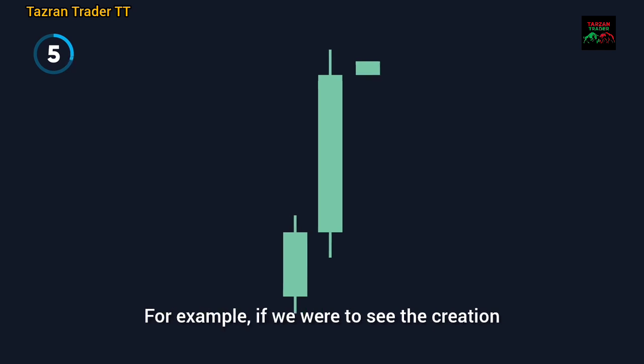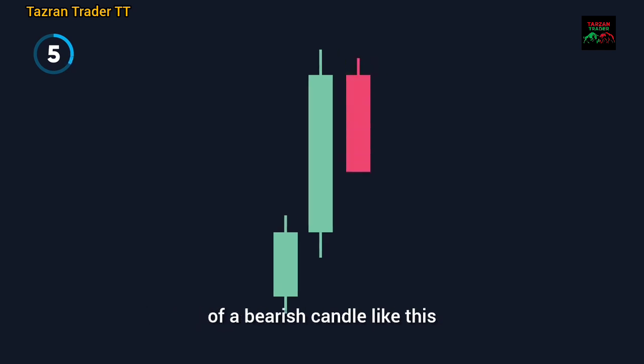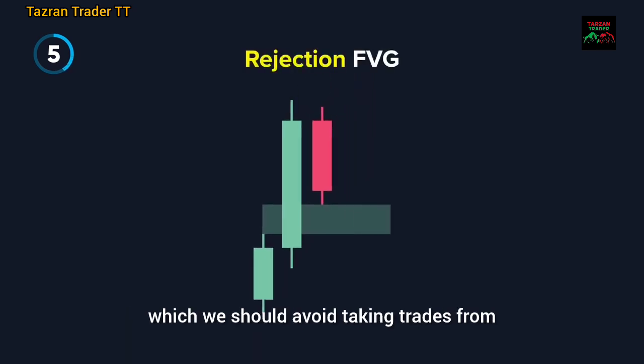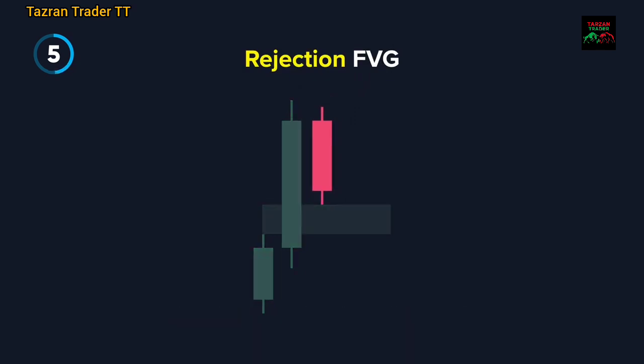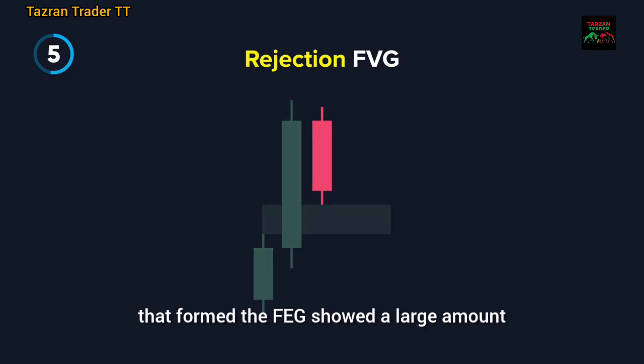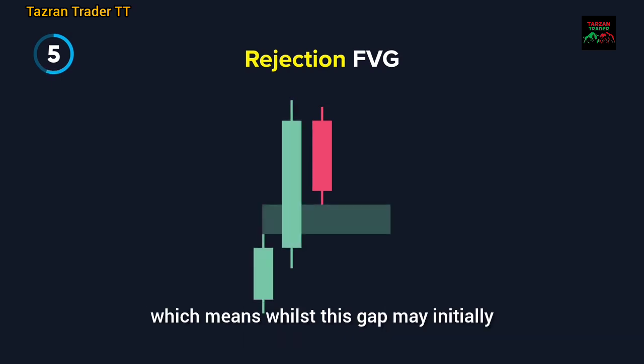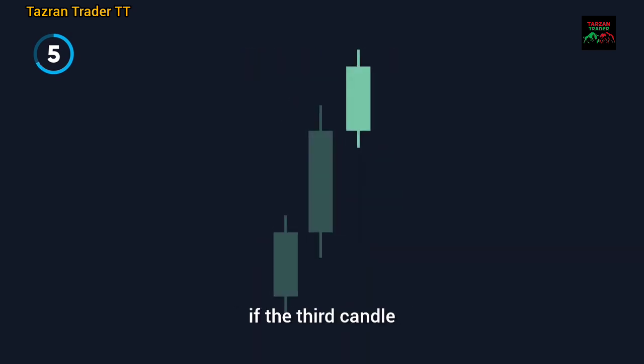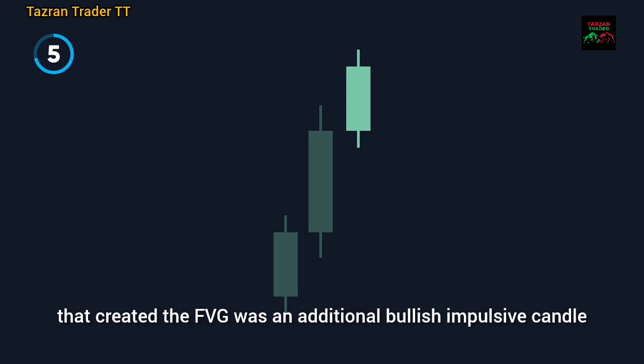For example, if we were to see the creation of a bearish candle like this, it creates what we call a rejection fair value gap, which we should avoid taking trades from. And the reason behind this lies with how the third candle that formed the FVG showed a large amount of strength for sellers. Which means whilst this gap may initially see a bullish rejection, there's a high chance that it will quickly fail.